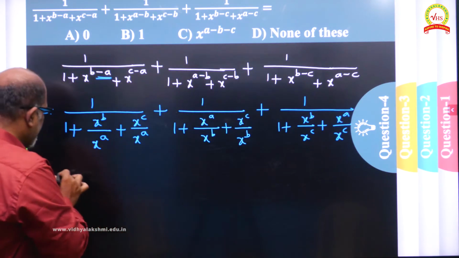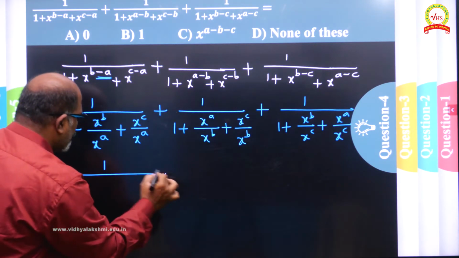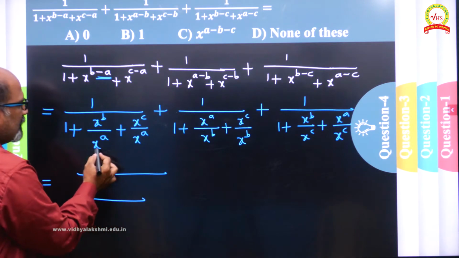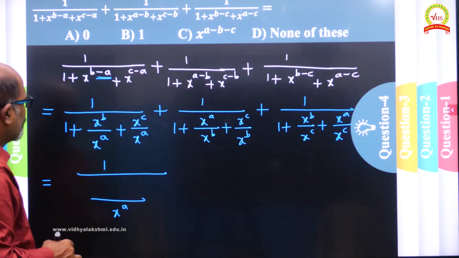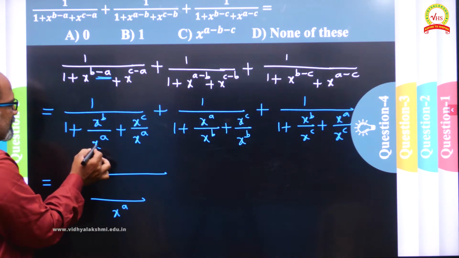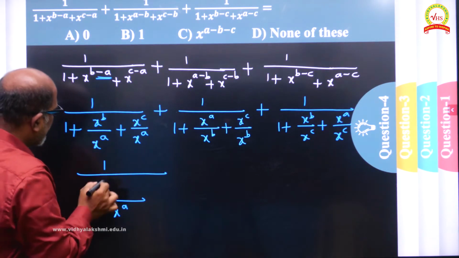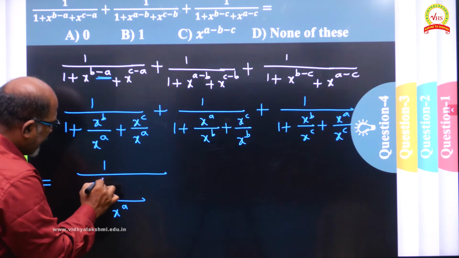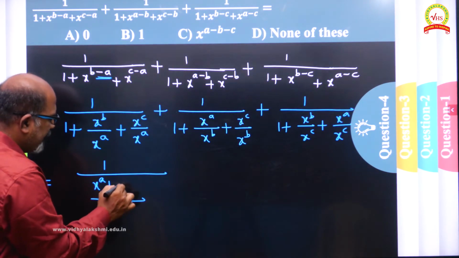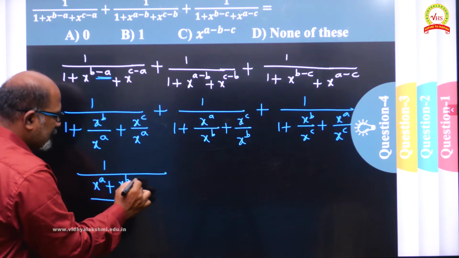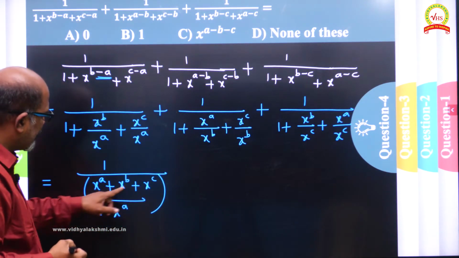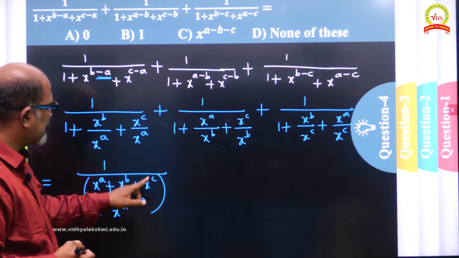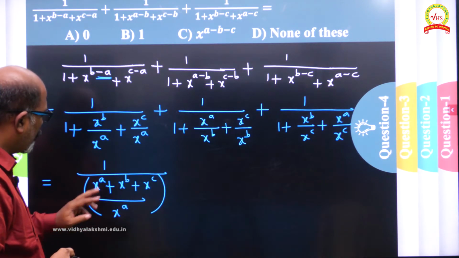Okay. After doing this, I want to take the LCM, this x power a as the common denominator. So what I will be having here, I need to multiply this by x power a. So x power a, already here x power b, and here x power c. So we are getting x power a plus x power b plus x power c, the whole divided by x power a.